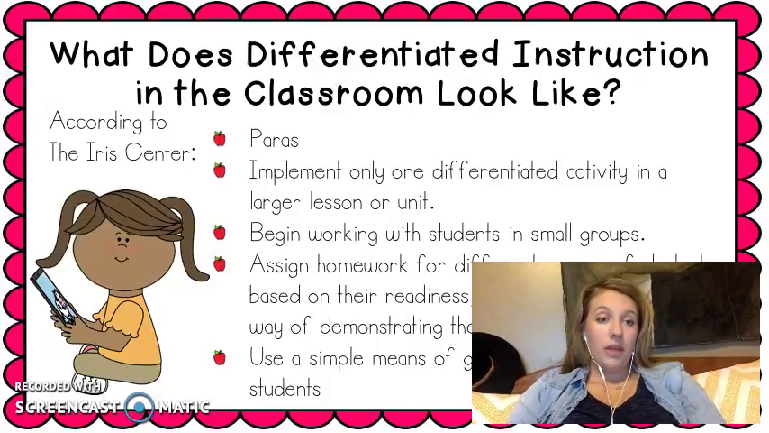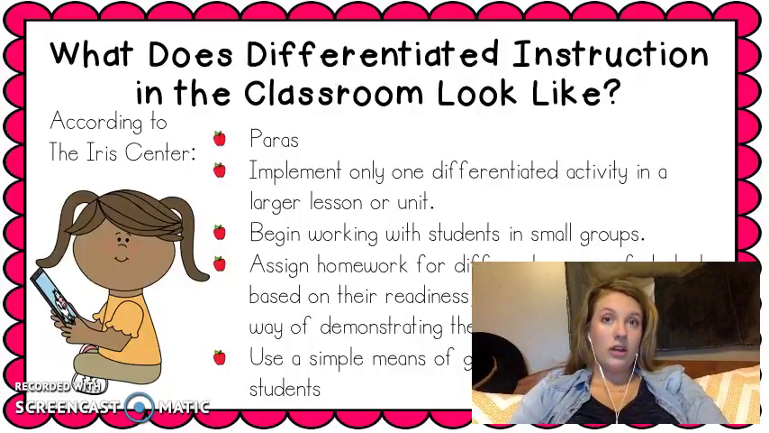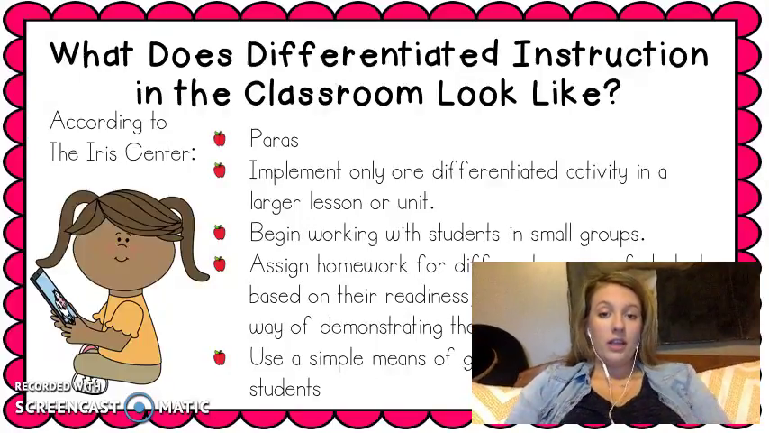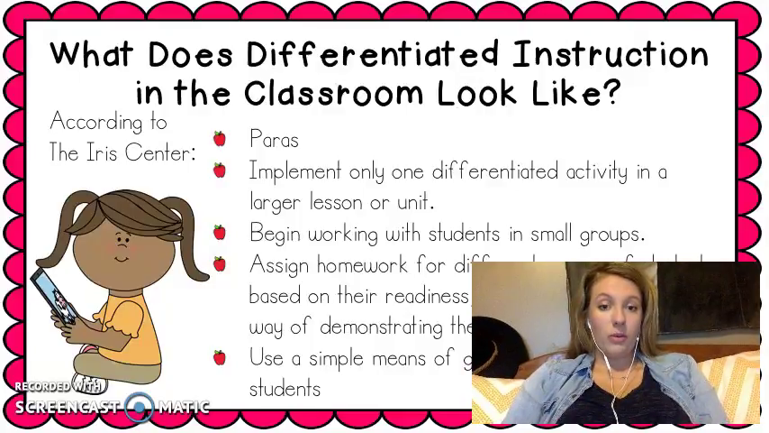And again, with me being a para, I have seen this a lot firsthand of how different teachers will implement differentiated instruction, even just throughout their lesson, stuff you wouldn't realize would be such a vital key to help a lot of the students even get through the lessons and understand what's going on.